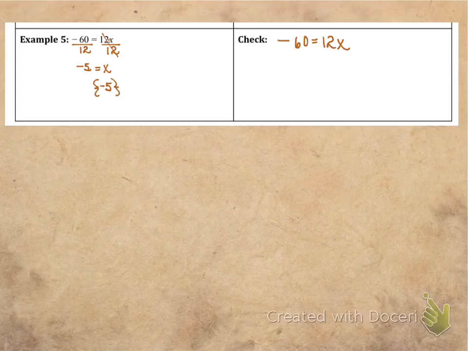We've got our original negative 60 equals 12x. We're going to plug in negative 5 for x, and then if you do that multiplication on the right, you will get negative 60 equals negative 60, which is correct.